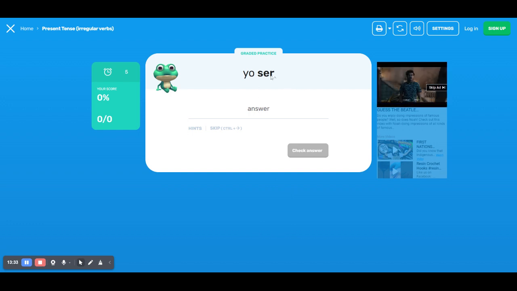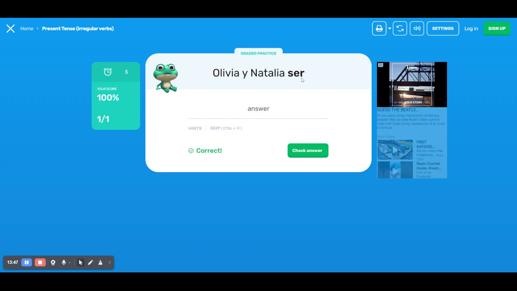So like here, ser in the yo form is, you look at your chart and it is soy. And it'll say that you got it right, correcto, and then you keep going. Like here, Olivia and Natalia, those are 2 girls. So that would be they, ellas. So find on your chart, what would be ellas? It would be son. And it can give you some additional practice.